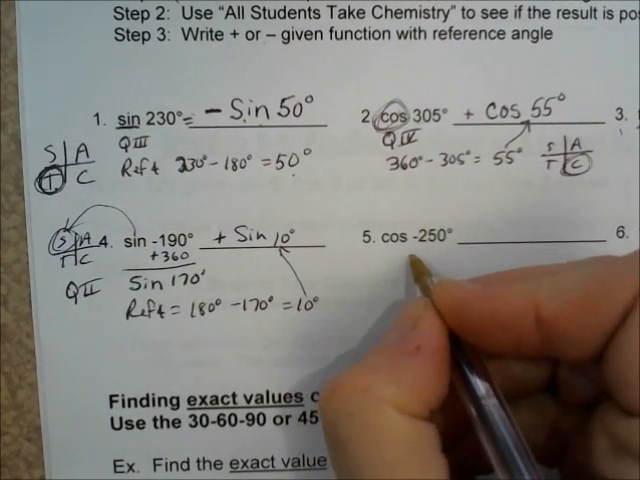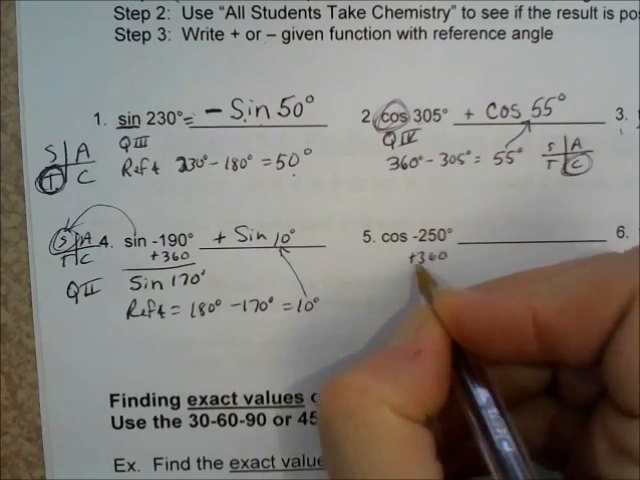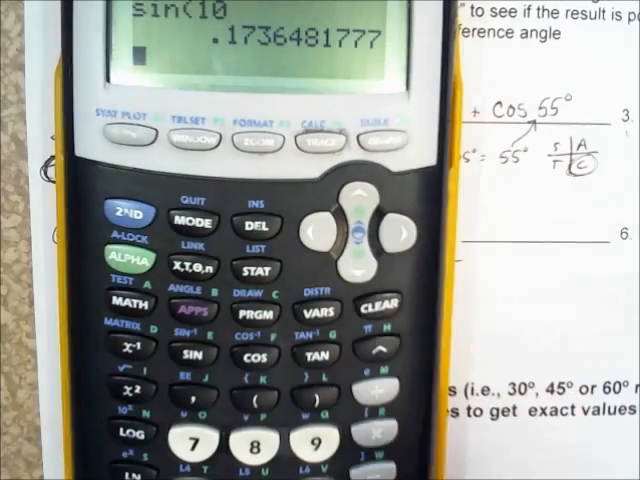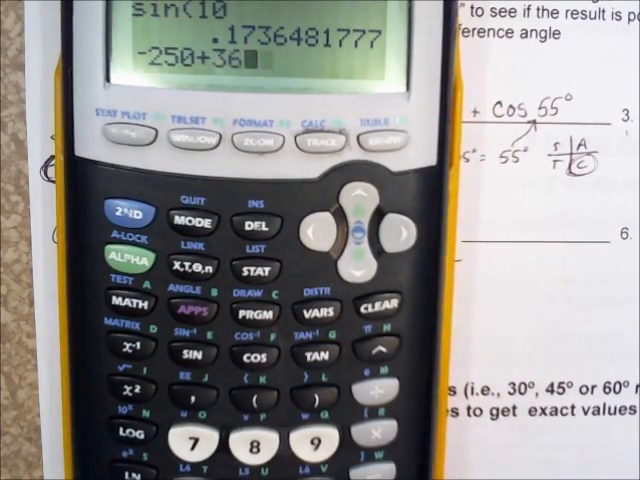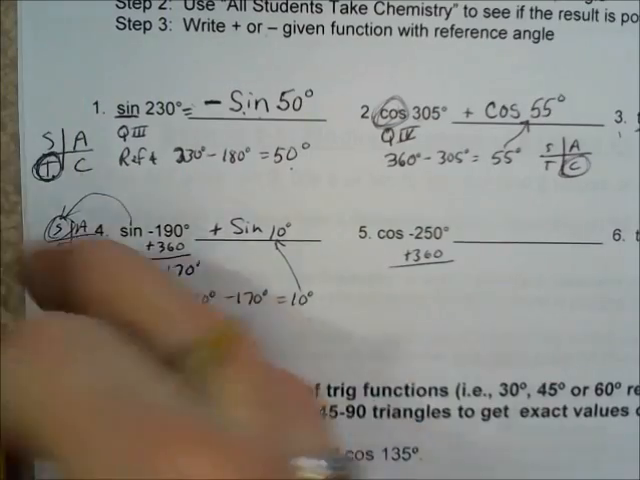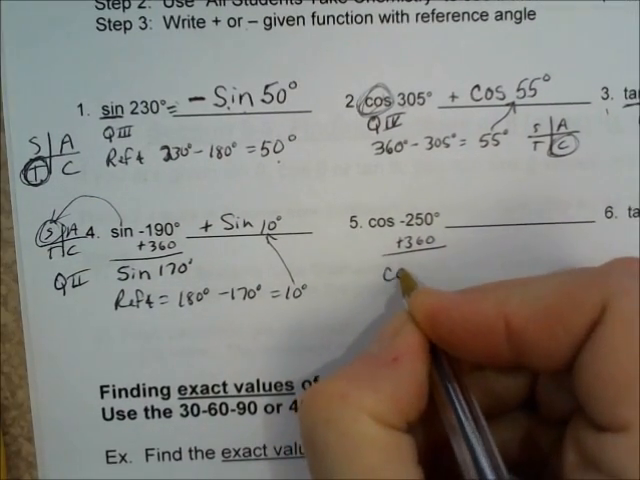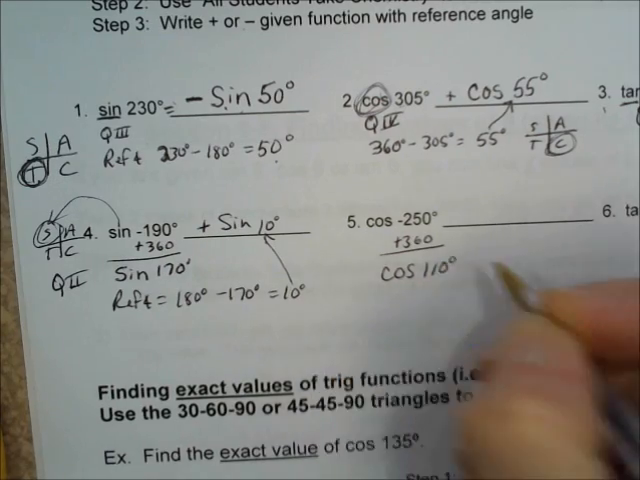The next one is negative 250. So I'm going to add 360 to that because I don't want a negative angle. Negative 250 plus 360 is 110. So I'm actually finding the cosine of 110 degrees.